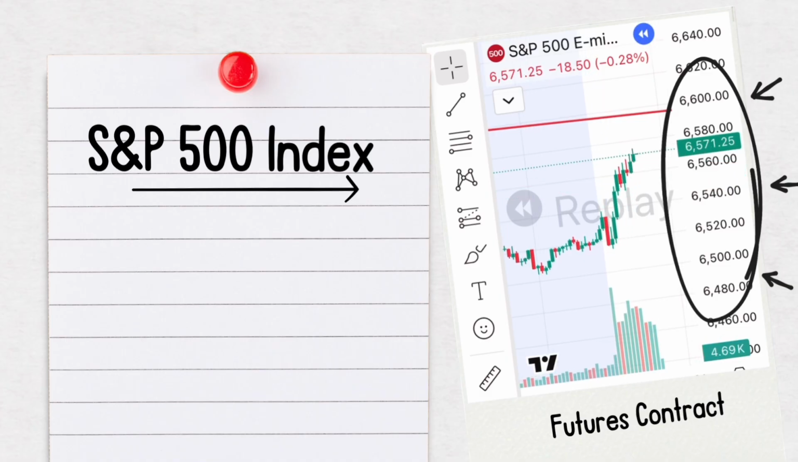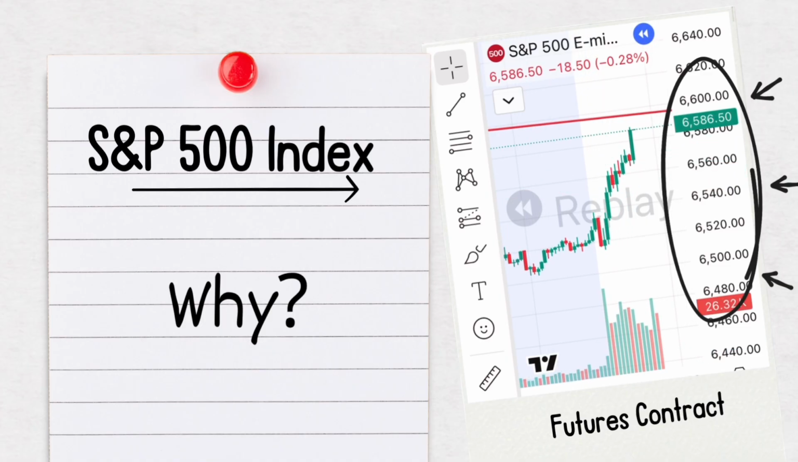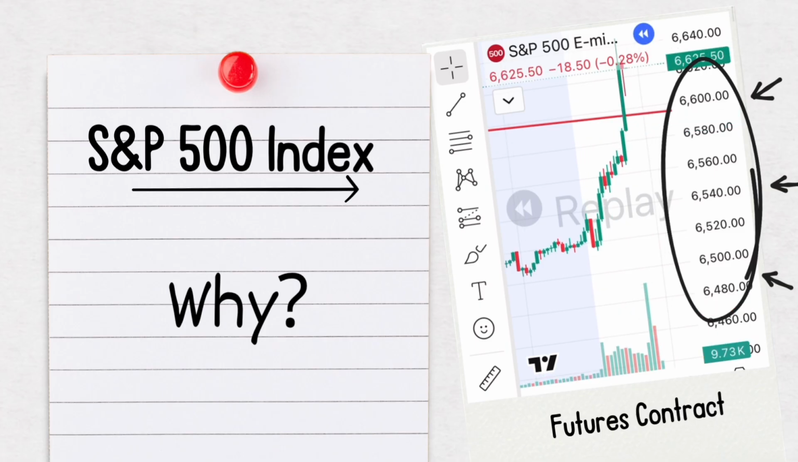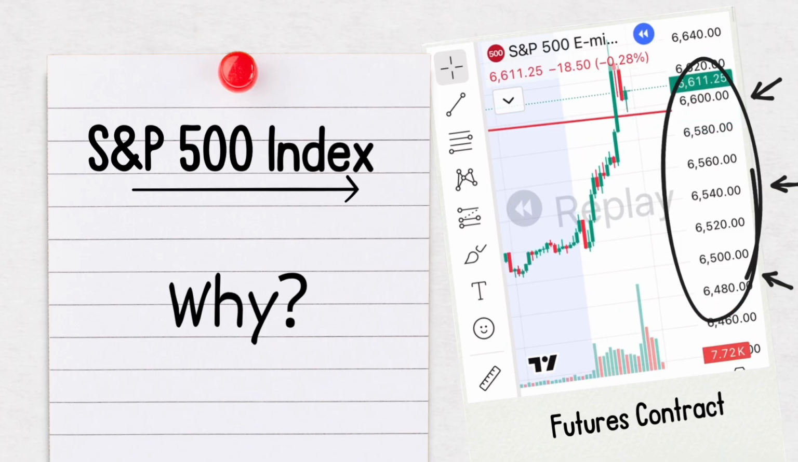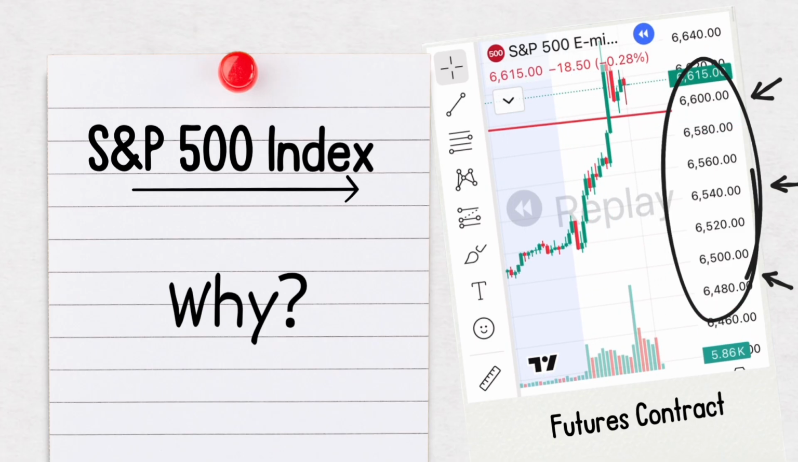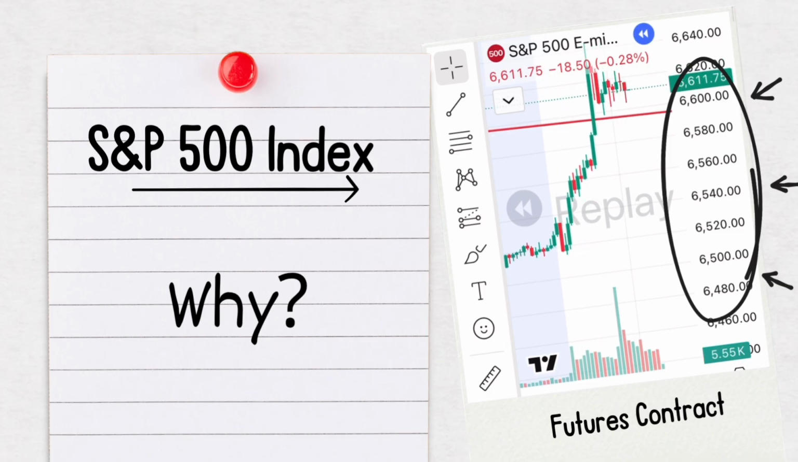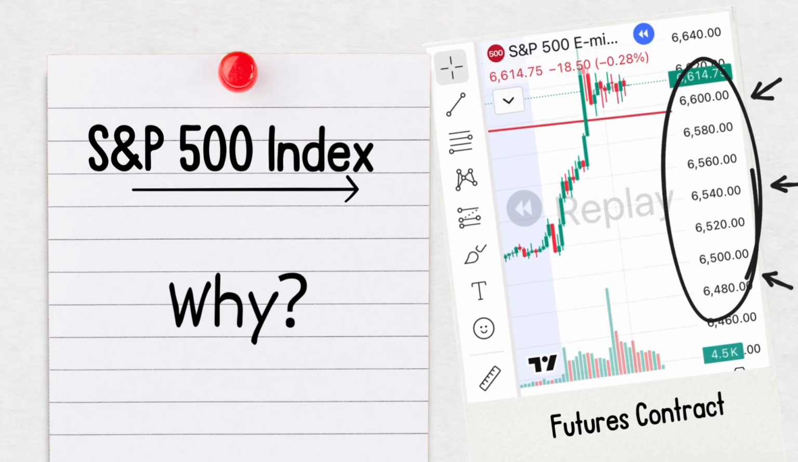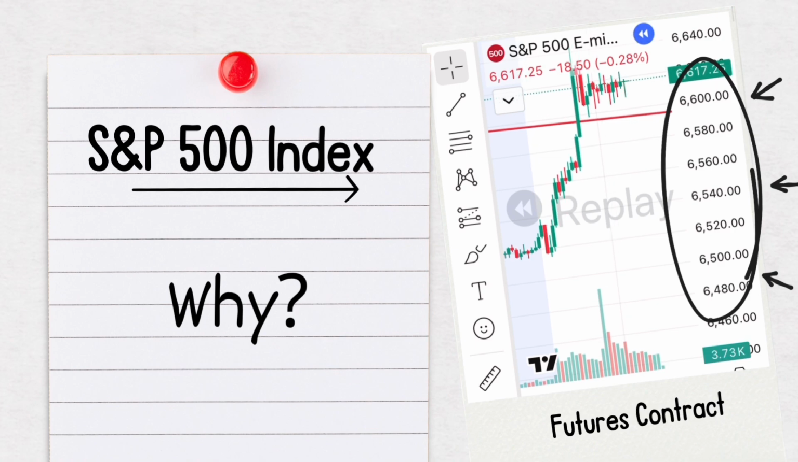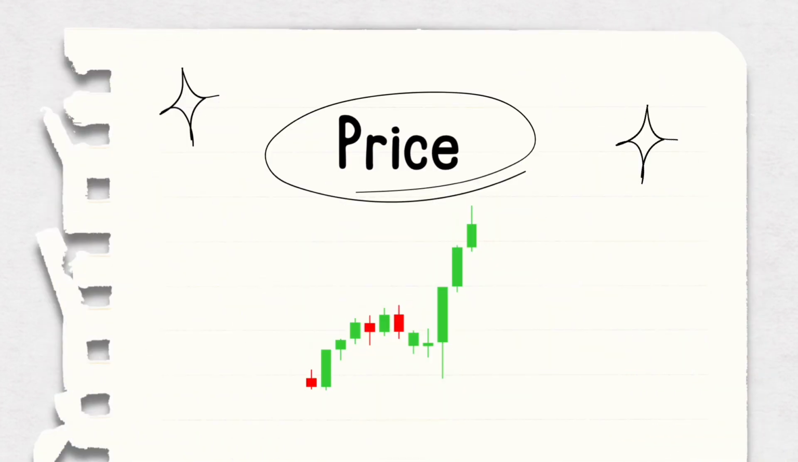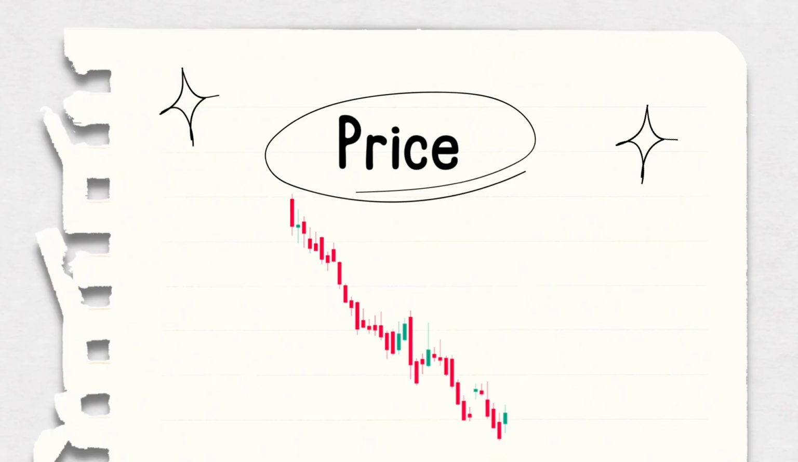Now, the real question is why? Why does price move all the time? Why does it move at all? And the answer is very simple, because people are buying and people are selling. This is it. There's really no mystery behind it. There's no hidden secret, just buyers and sellers. When there's more people buying, price goes up. When there's more people selling, price goes down. This is the entire foundation of the market.